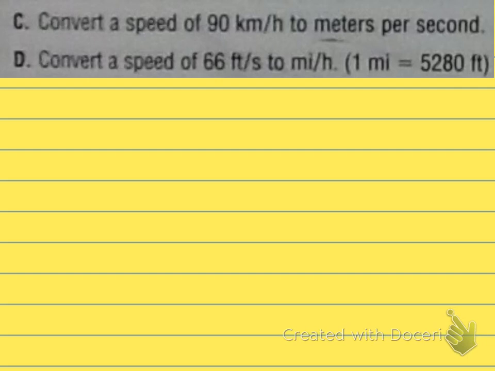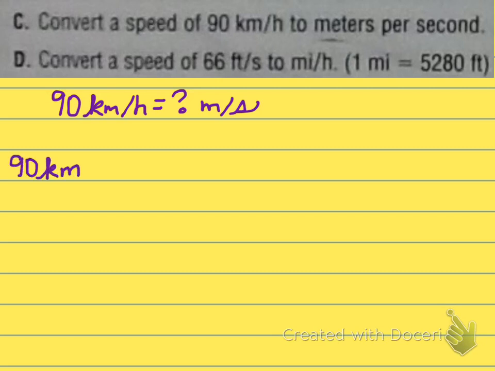So on page 243, part C says convert a speed of 90 kilometers per hour to meters per second. So this one is asking you to take 90 kilometers per hour and figure out how many meters per second that is. So again, you're going to start with your given, which is 90 kilometers, but because there's two units, you need to make sure you know which unit's in the numerator and which unit's in the denominator. Notice in this problem, I need to change kilometers to meters and hours to seconds. And the order in which you do that doesn't matter.